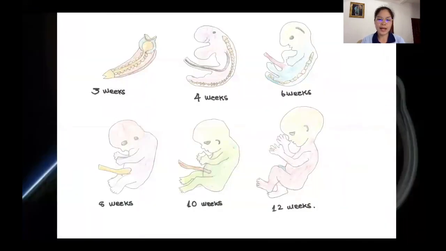Okay, I drew the picture of the stages. I want to explain it month by month, but I also want to show it more closely, week by week: 3 weeks, 4 weeks, 6 weeks, 8 weeks, 10 weeks, and 12 weeks. In the 3rd week, we can see there's an organ at the back. It will become an organ, and we have 4 weeks, 6 weeks, 8 weeks, and so on.